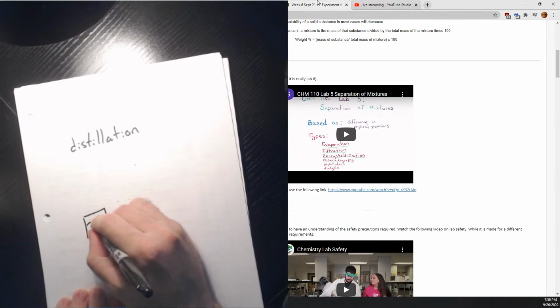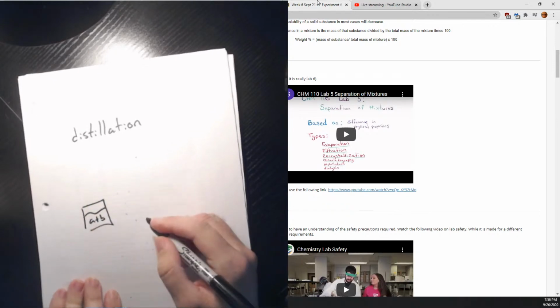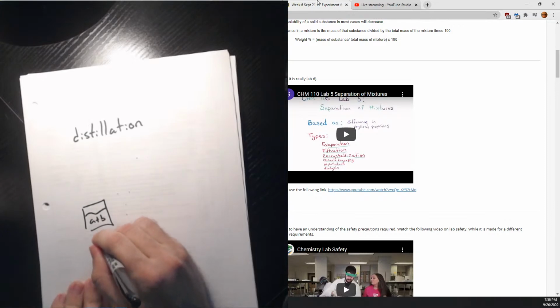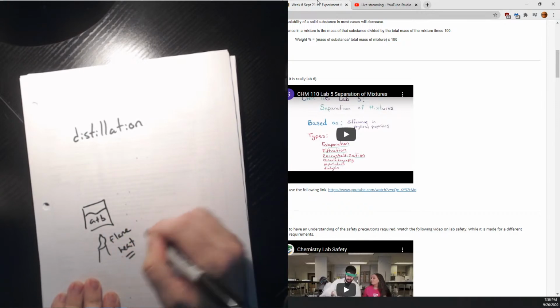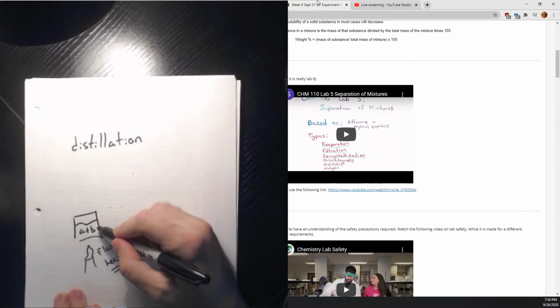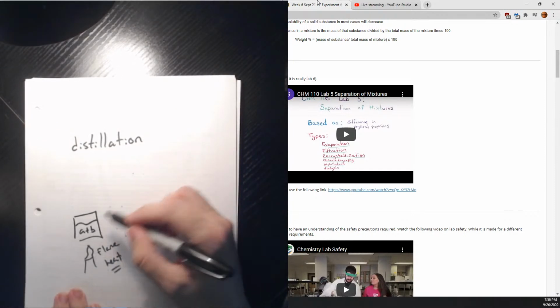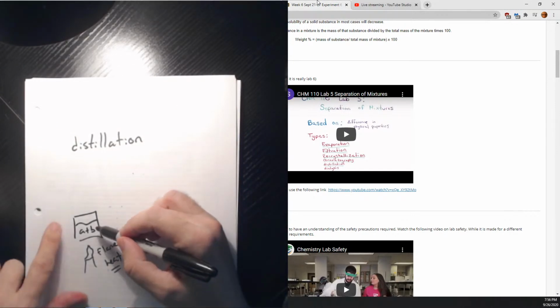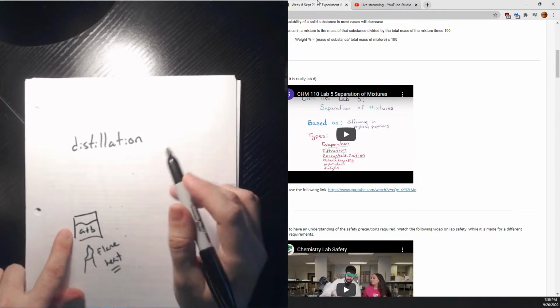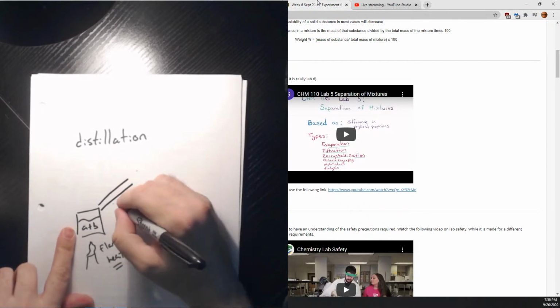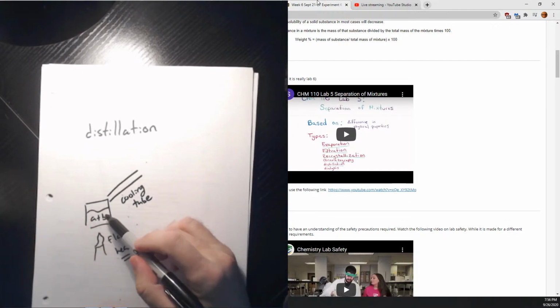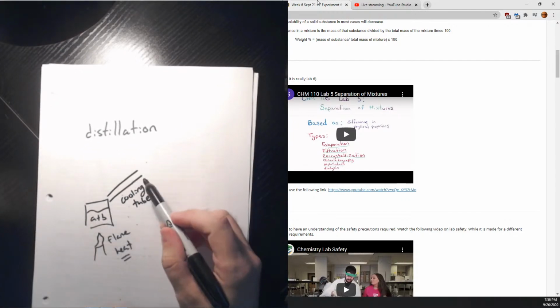So over here you have your mixture of your 2 liquids, and you heat them up. Okay, it's supposed to be a flame. Heat. You heat them up. One of them will have a lower boiling point. The other one will have a higher boiling point. So the one with the lower boiling point will come out of the liquid first as a gas. Then they are going to run through some sort of cooling tube.